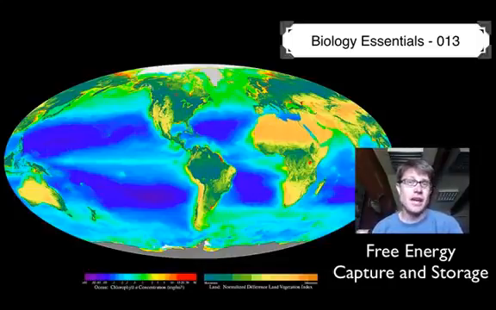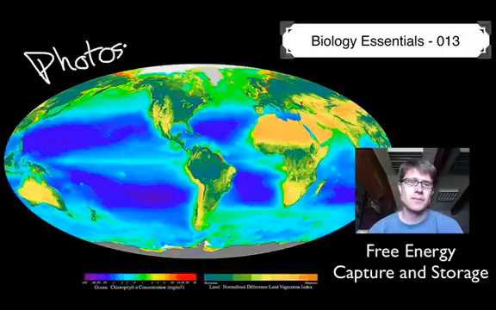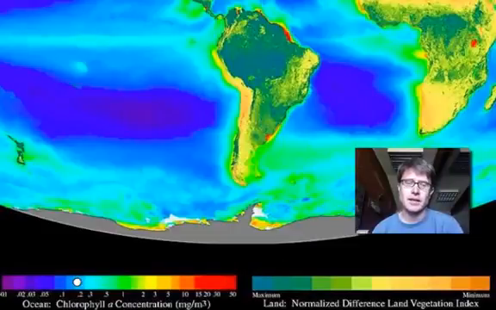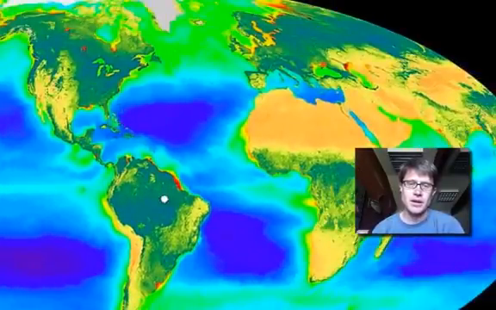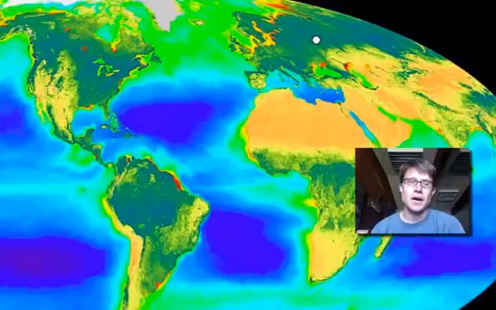This is on free energy capture and storage, but what you'll quickly learn is that this is mostly about photosynthesis, and this is actually a map of photosynthesis on our planet. So what you could see, this is both on land and on the ocean. You'll see that photosynthesis is going to be highest in areas like here, South America, that'd be the Amazon, or Eastern North America, or you'd find it in a lot of Northern Europe and Northern Asia. And so it's mostly about photosynthesis.